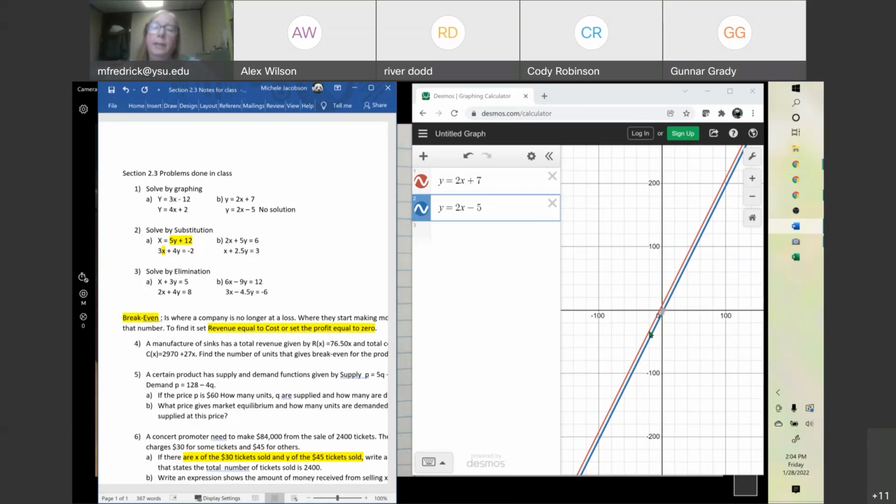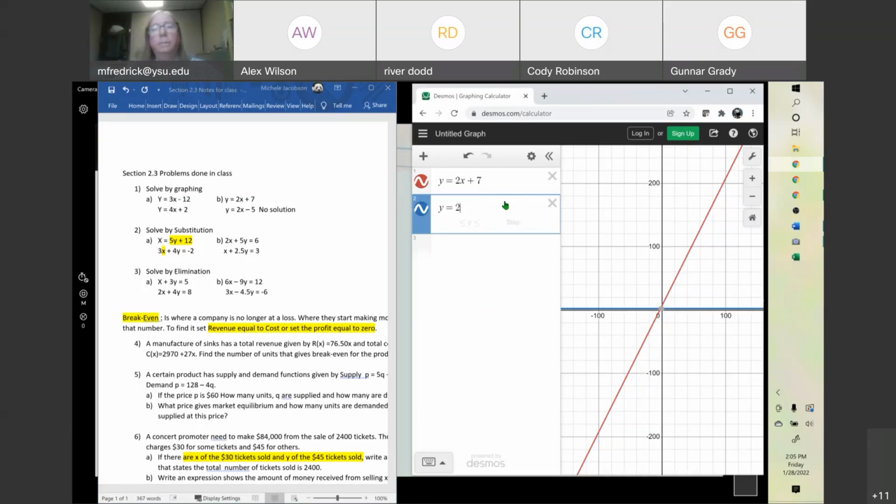Another thing that can happen is, well, we got one solution. Here's no solutions. There can be many solutions. And when that happens, it's because one line's on top of the other. So we could do 2y equals 4x plus 14. Notice the two lines landed on top of each other.